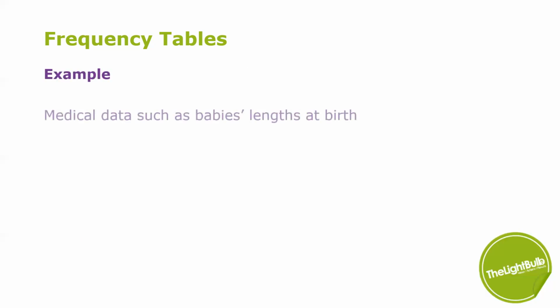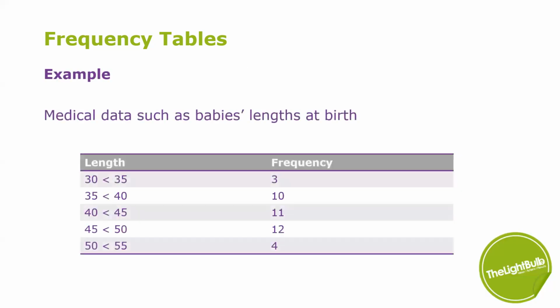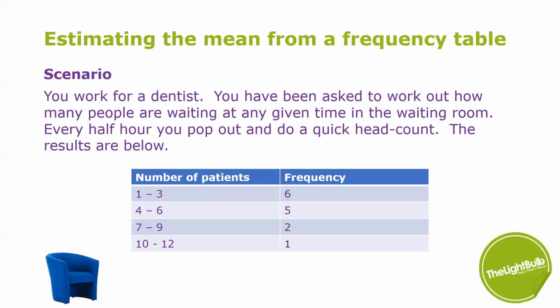Or we might see it with medical details. Babies' lengths at birth, for instance, often get recorded. So the length, 30 to 35 centimeters, 3; 35 to 40, 10, and so on. So for medical personnel, this would be a useful kind of frequency table to make.